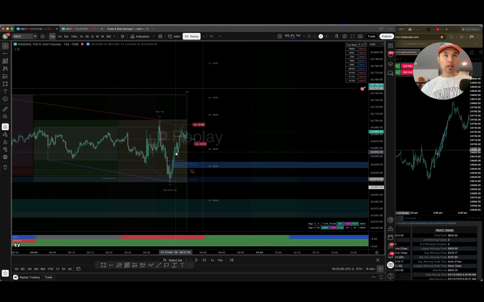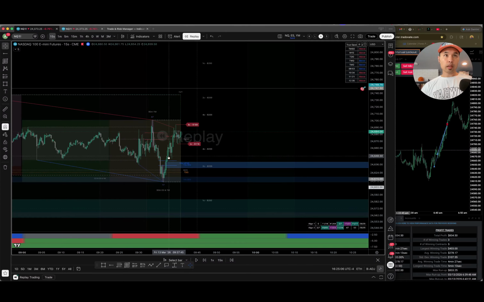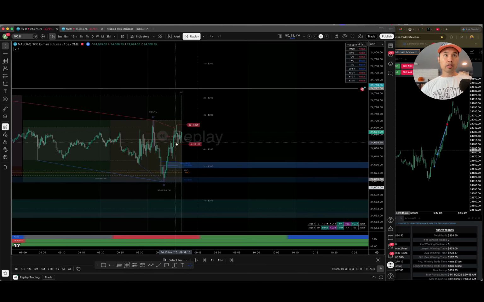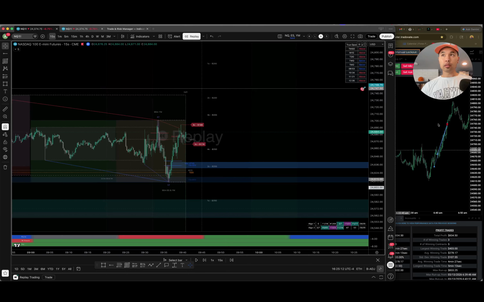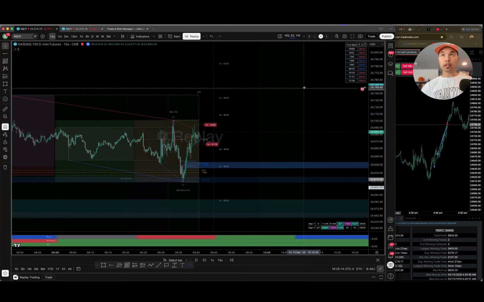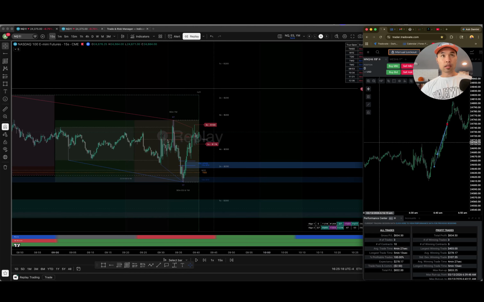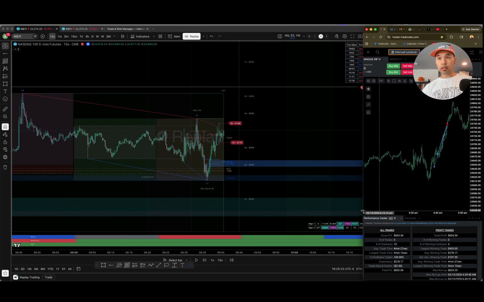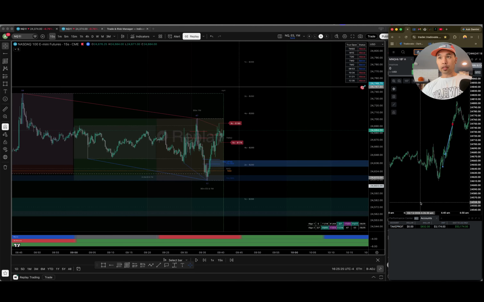Right around this area, I could have waited a bit more to tap into this wickless candle here and a small BISI, to target, hold, and held till the final target at around 750, 747, around there. So by that time, I already made what was it, $800. I missed about 100 points.